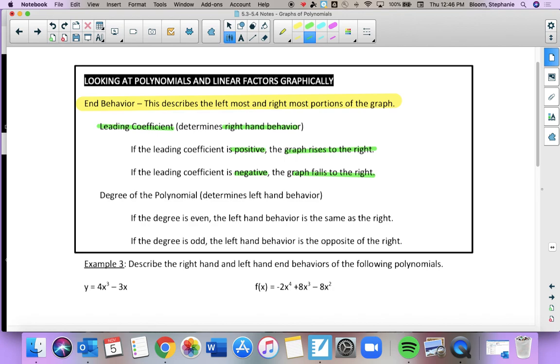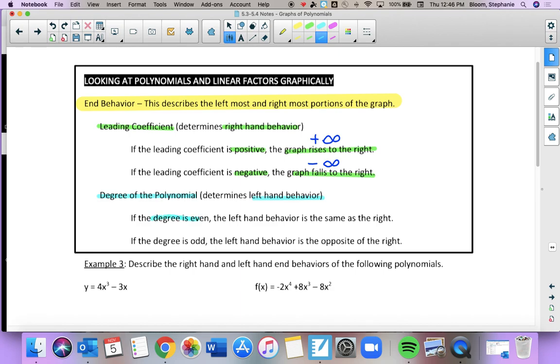And we're going to use words like rise and fall, but we're also going to use symbols, I should say, like positive infinity and negative infinity. And that should make sense, right? If it's rising, it's going to positive infinity. If it's falling, we're going down to negative infinity, okay? So the leading coefficient is going to tell you what the right-hand side will do. The degree of your polynomial is going to tell you what the left-hand side is going to do. The degree is going to tell us left-hand side, and here's how it works.